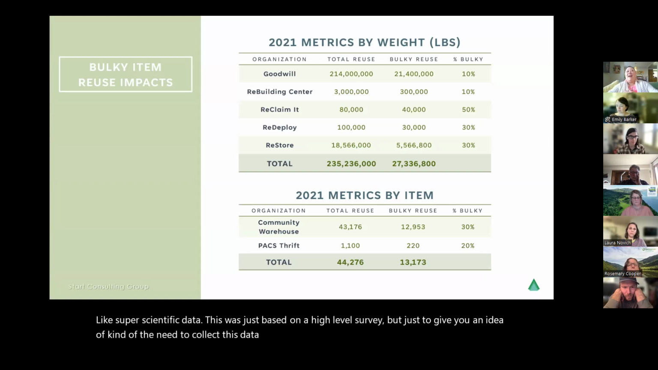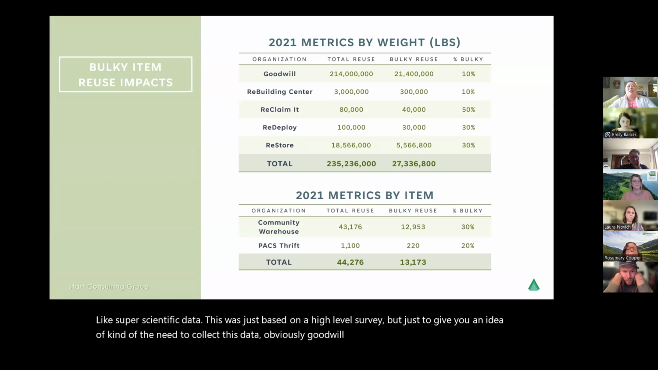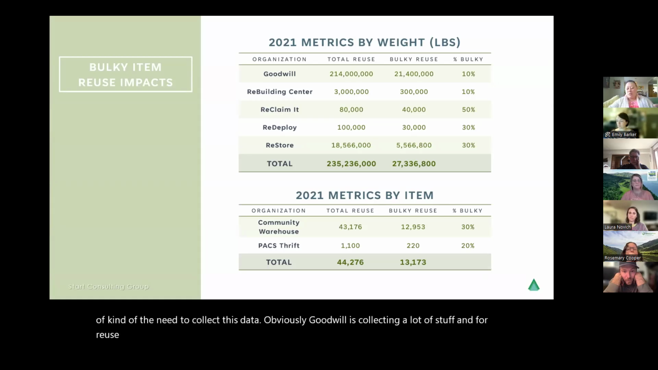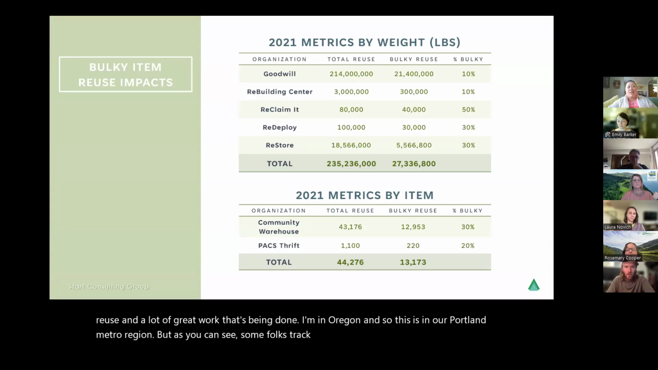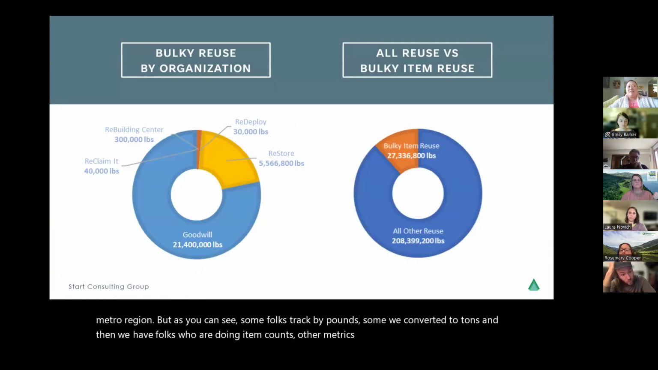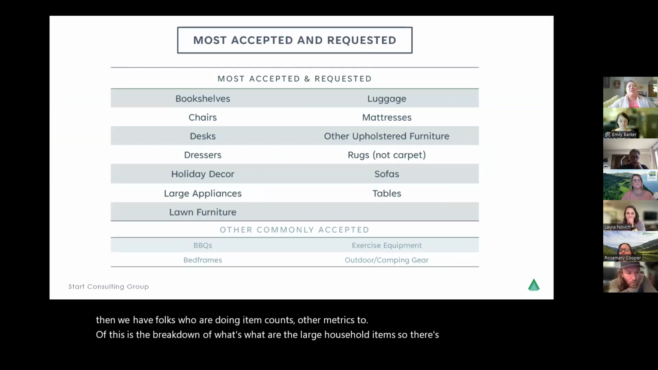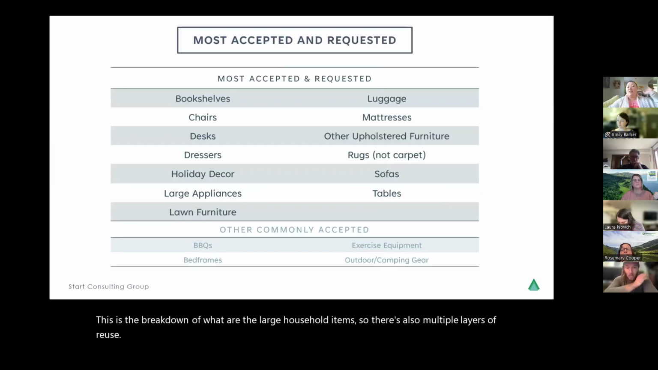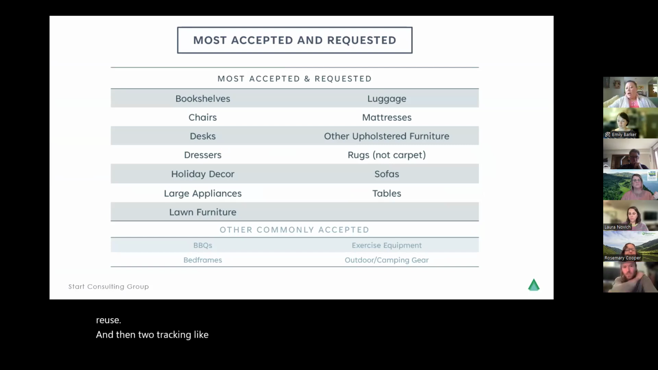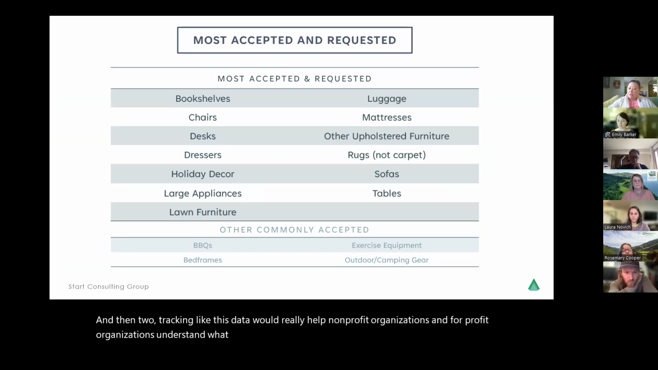Obviously Goodwill is collecting a lot of stuff for reuse, and there's a lot of great work being done. I'm in Oregon, and so this is in our Portland metro region. But as you can see, some folks track by pounds, some we converted to tons, and then we have folks who are doing item counts. Other metrics too. This is the breakdown of what the large household items are. So there are also multiple layers of reuse. And then, tracking this data would really help nonprofit and for-profit organizations understand what materials to collect and what people are needing. So there's so much positive stuff that can go into this data.